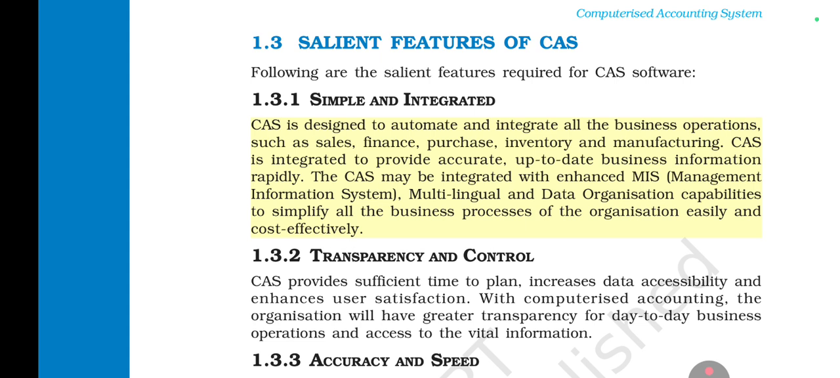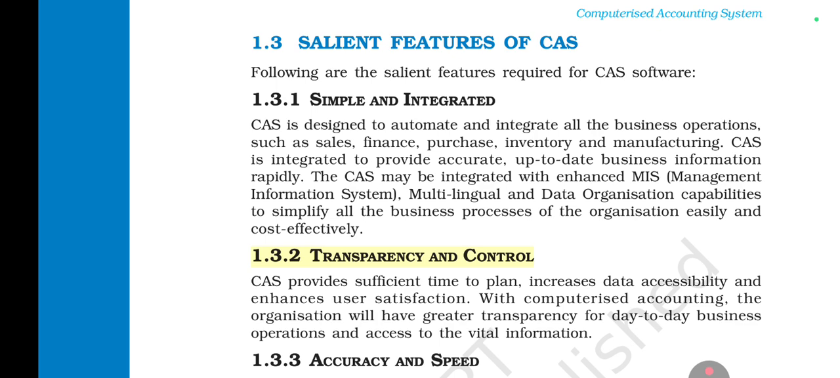CAS is designed to automate and integrate all the business operations, such as sales, finance, purchase, inventory, and manufacturing. CAS is integrated to provide accurate, up-to-date business information rapidly. The CAS may be integrated with enhanced MIS (management information system), multilingual and data organization capabilities to simplify all the business processes of the organization easily and cost-effectively.